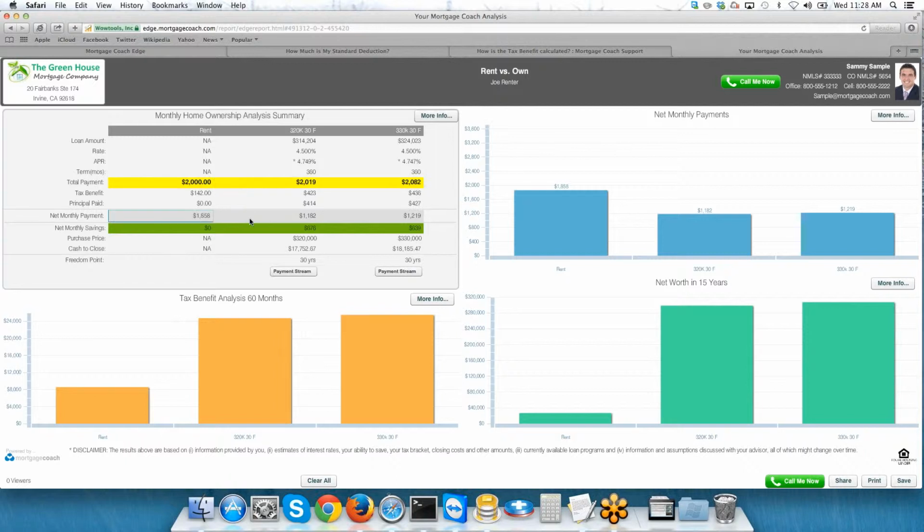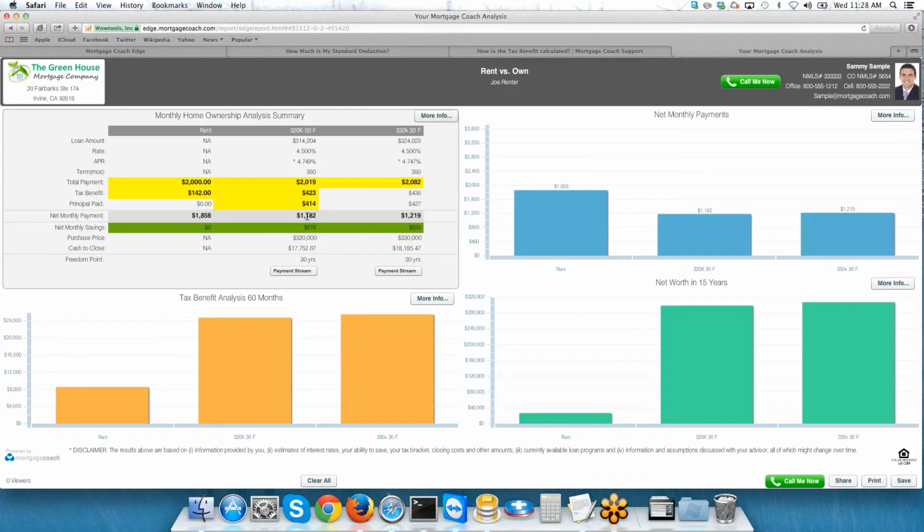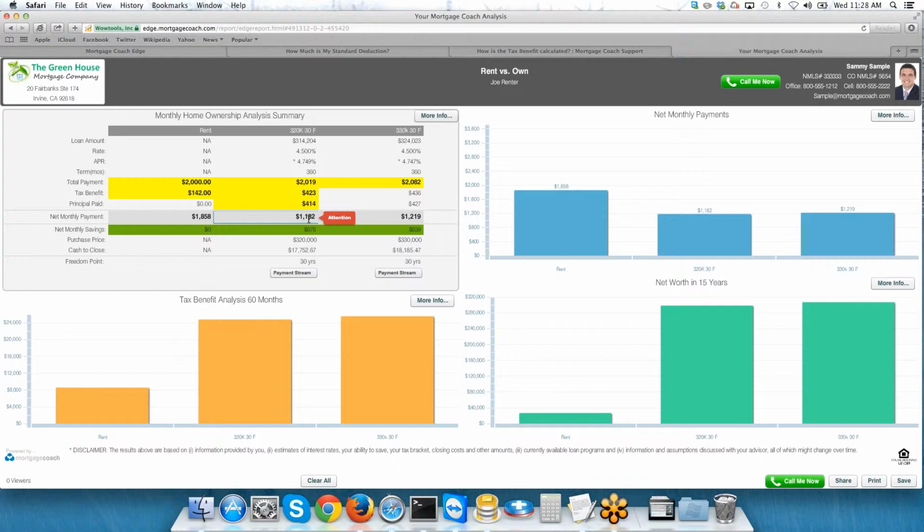Now the way we get to our net monthly payment down at the bottom here is we start with our PITI payment, or our rent payment in this case. We subtract out the tax benefit, and that gives us our net monthly payment. Same thing on the home ownership side. We start with the PITI payment. We're subtracting out the tax benefit. We're also subtracting out the principal paid. They're retaining that in the form of equity, so we're not considering that a cost. That results in this 1182 figure.